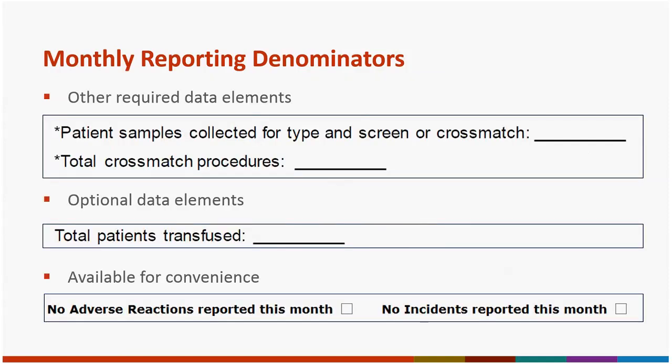There are also additional data elements collected on the denominator form, some of which are required, as shown at the top of the slide, as well as optional data elements. For convenience, facilities have the option to report no adverse reactions or incidents, and these data elements correspond with the numerator. Collecting these data elements on the denominator form prevents additional keystrokes for facilities to report this data on a different page. Next slide, please.